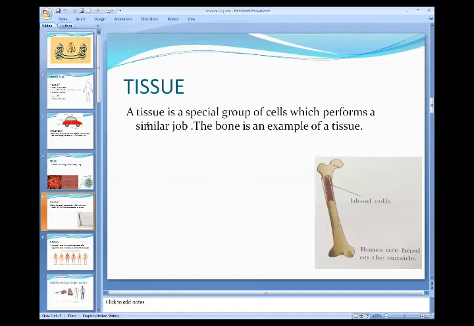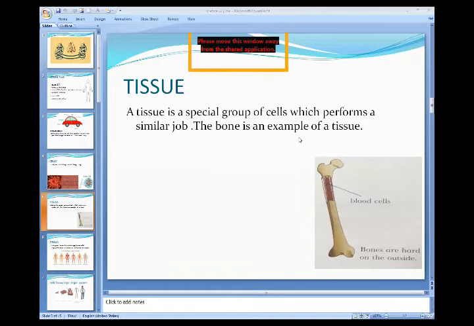Our long and hollow bones are a factory of the blood cells. Red cells and white cells are made by these hollow bones. These are the longest and strongest bones in our body. You can see this picture in your book. And now, bones are hard on the outside.